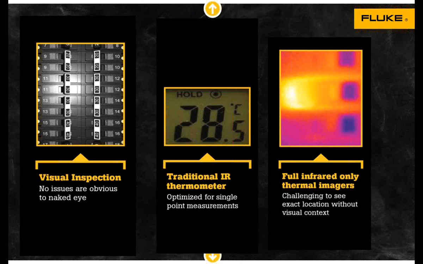Traditional IR thermometer. These are optimized for single-point measurement. A quick way of measuring a single point of temperature over an average area, but limited if multiple temperature measurements are needed. Full infrared-only thermal imagers. Challenging to see exact location without visual context. A great way of quickly identifying temperature anomalies, but without a visual camera, it's difficult to be sure of the exact location of the component being measured.